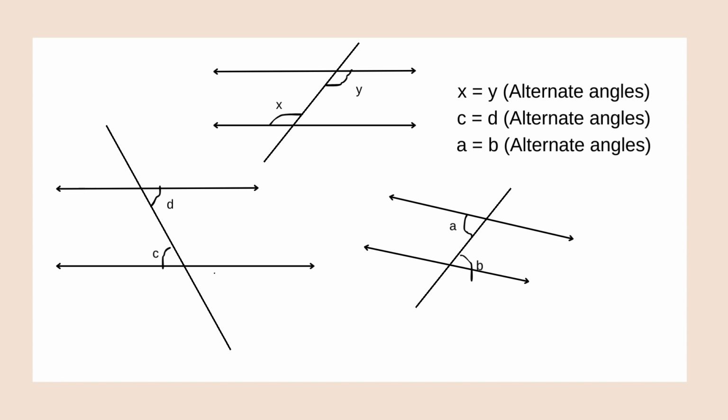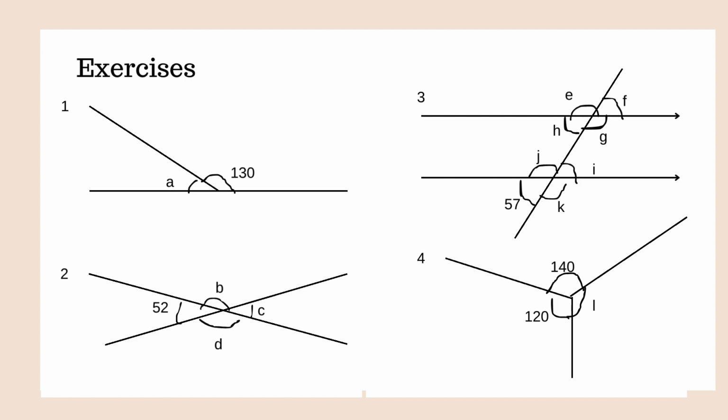C is equal to D because they are alternate to each other. And A is equal to B because they are alternate to each other. Now we have some exercises.